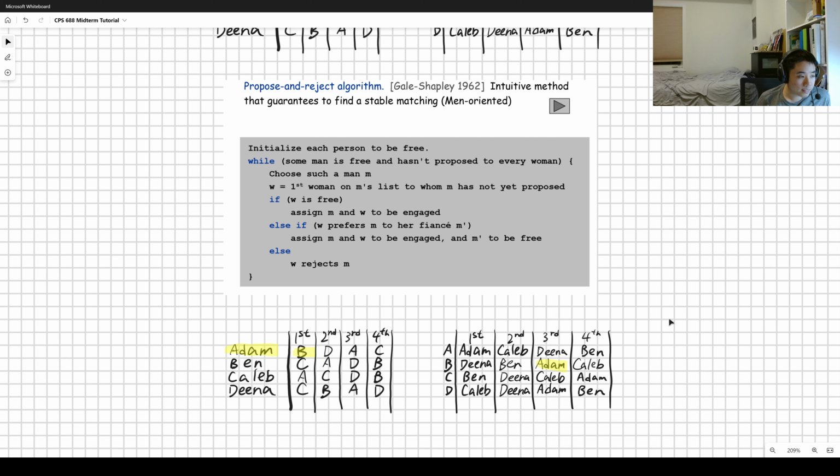The next one coming along is Ben. Ben is free, so Ben will apply to his first preferred company, which is C. Now C, because C prefers Ben the most, and while C is currently free, we can have C be assigned to Ben. That's good. Congratulations, Ben. You got your dream company.